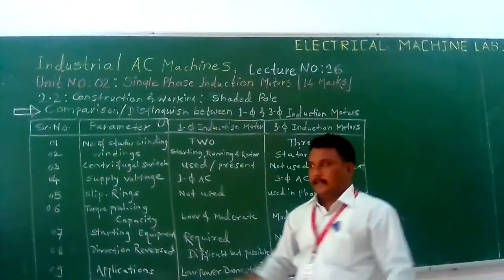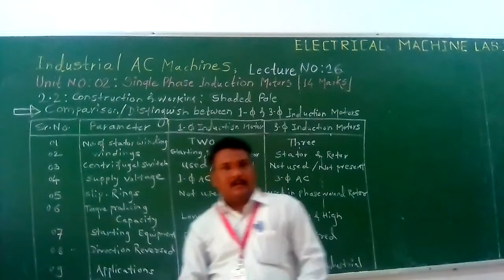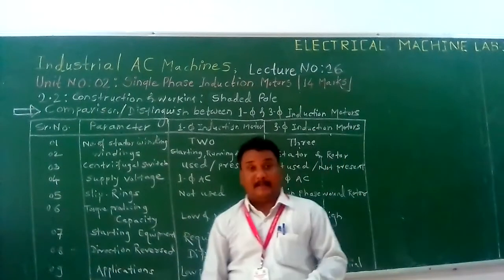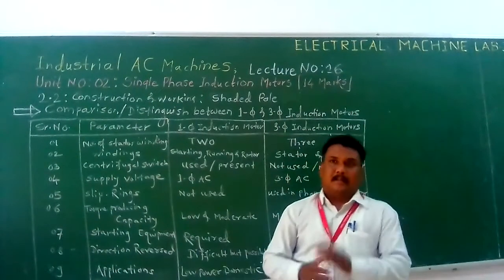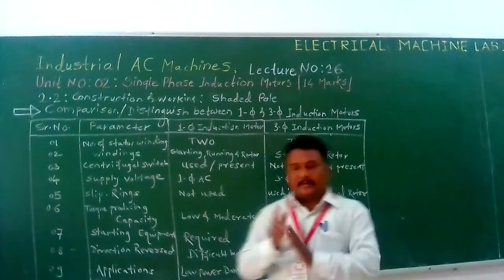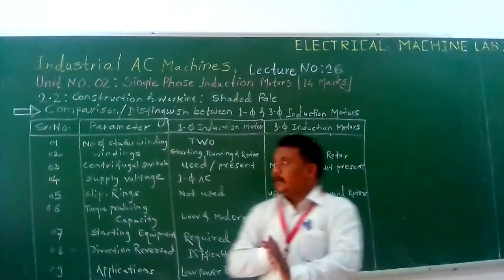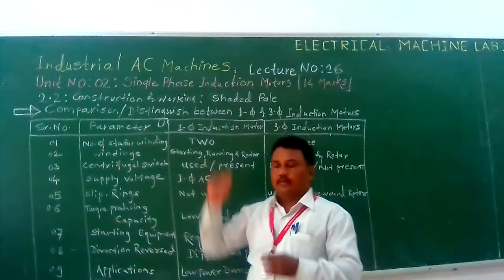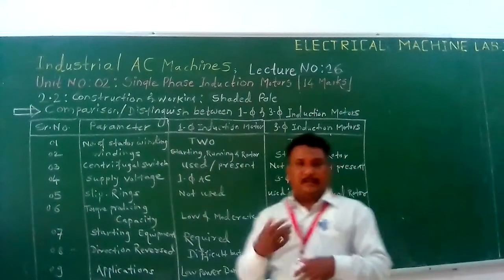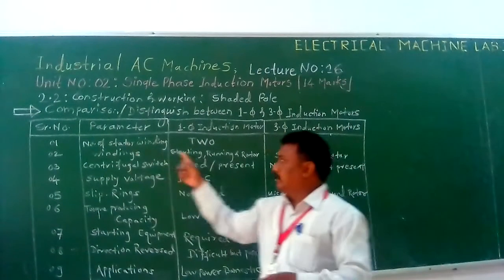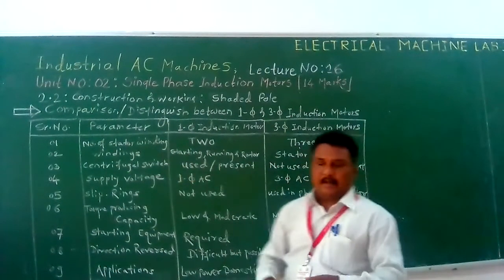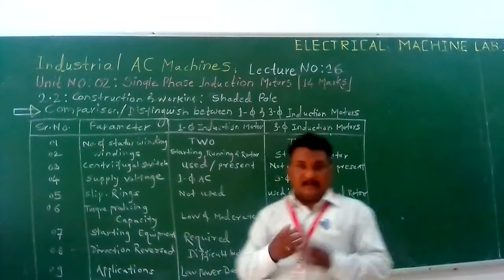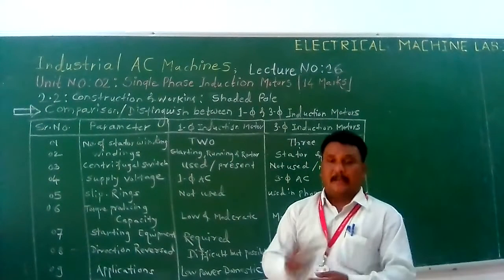Here are serial numbers 1 to 9. Everybody should note down these parameters in the notebook. The first parameter is the number of stator windings. In a single phase motor there are two stator windings present. We know that these windings are the starting winding and the running winding. The starting winding is also known as the auxiliary winding, and the running winding is also known as the main winding.